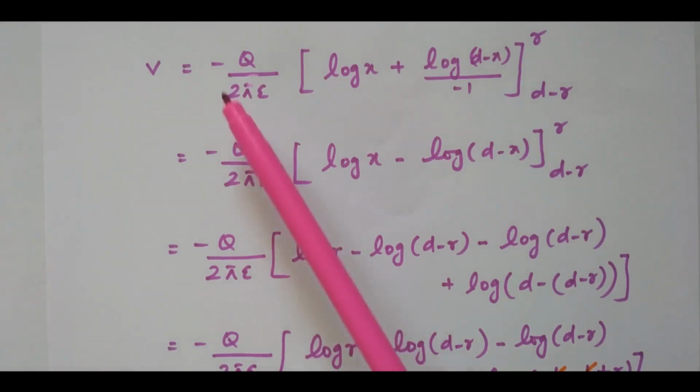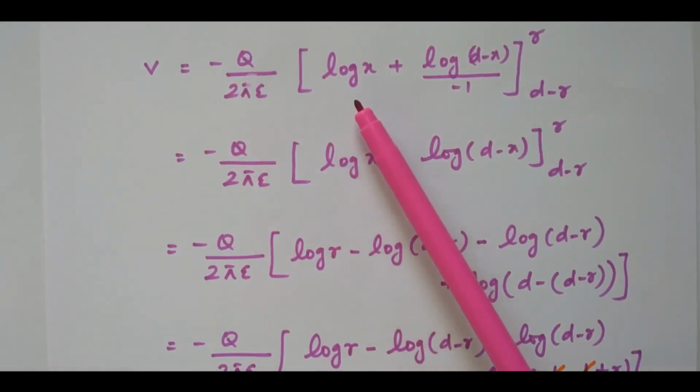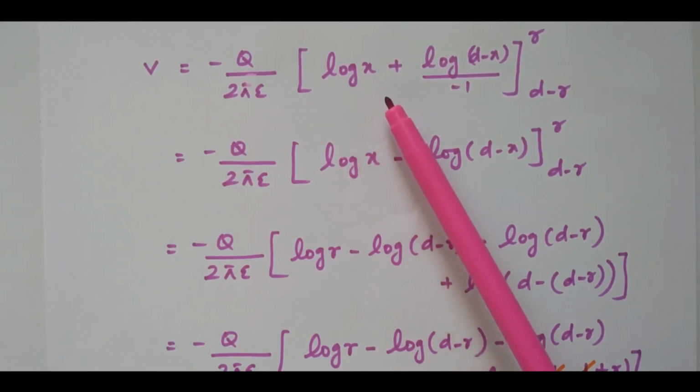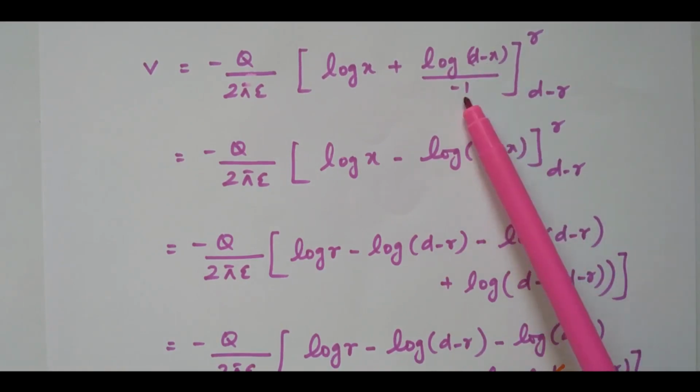While simplifying, q divided by 2 pi epsilon is there. The integral of 1 by x is log x. Similarly, the integral of 1 by d minus x is log d minus x, but here minus x is available, so again we need to differentiate. Differentiating minus x gives minus 1.